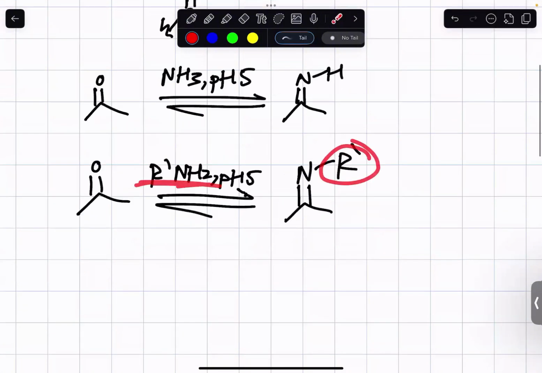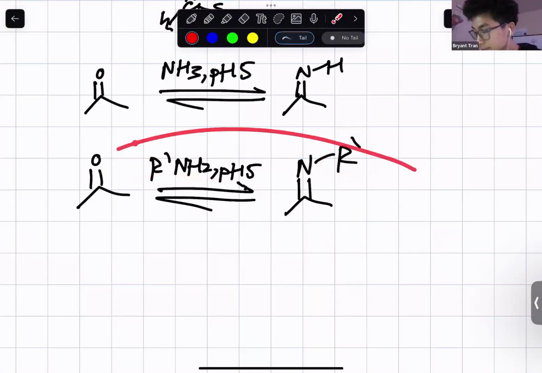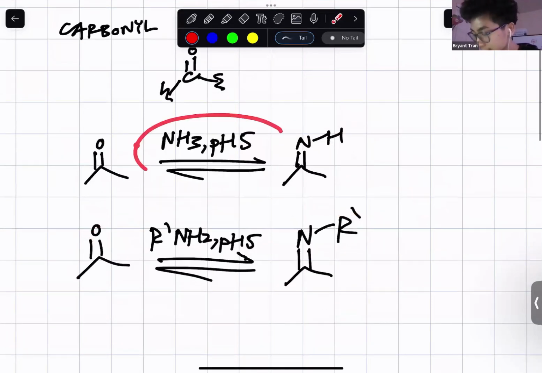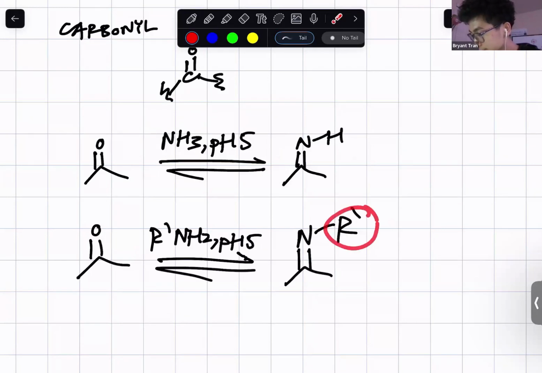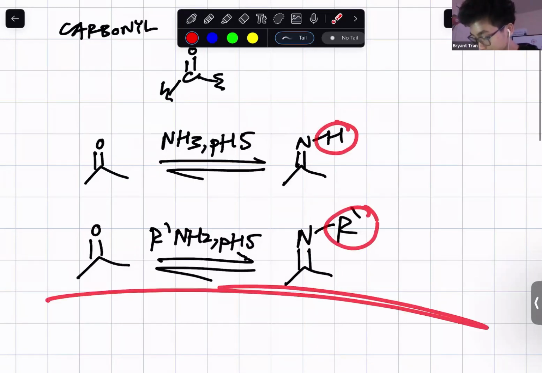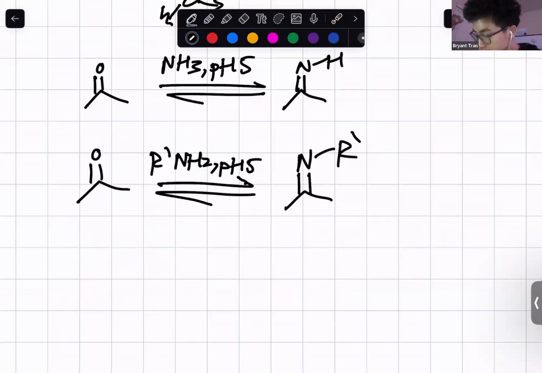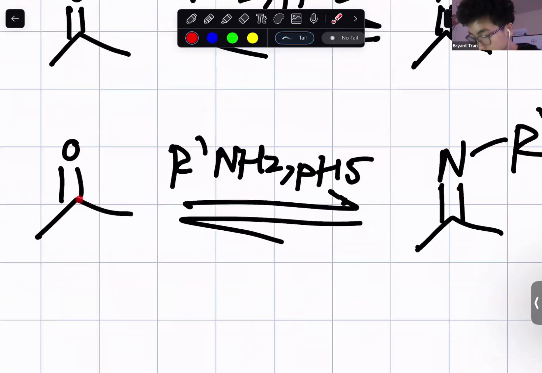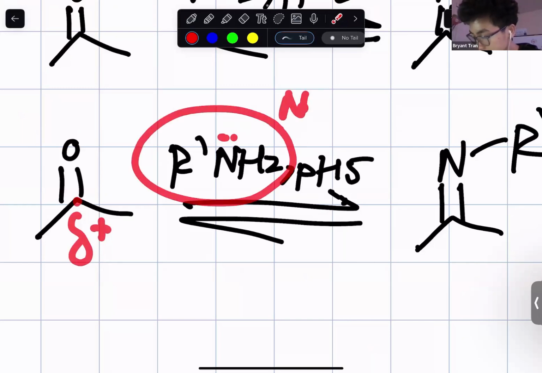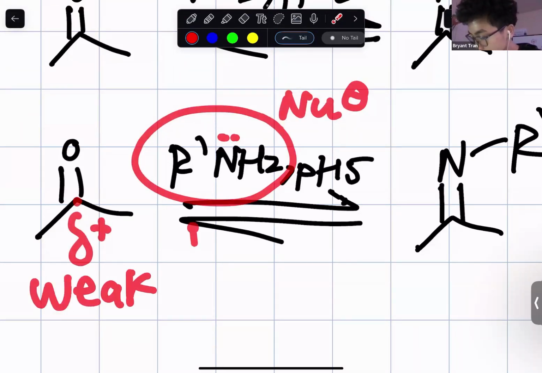Okay. Now I'm gonna show you the mechanism of the one with the primary amine, but it's the exact same as the one with the ammonia, right? It's just instead of an R prime, it's gonna be a hydrogen. So it's the exact same mechanism here. So this carbonyl carbon here, right, is electrophilic. Like there's a partial positive charge there. And this amine here is nucleophilic because it has that pair of electrons there. But consider this right now as a weak electrophile and this neutral amine as a weak nucleophile as well.